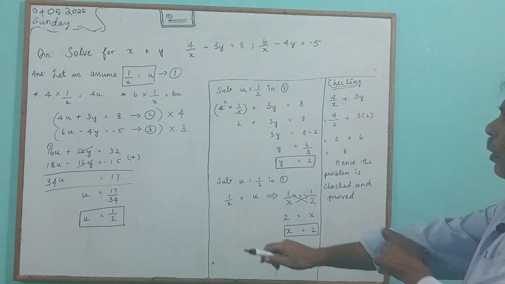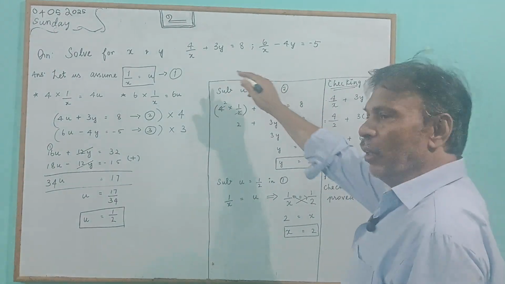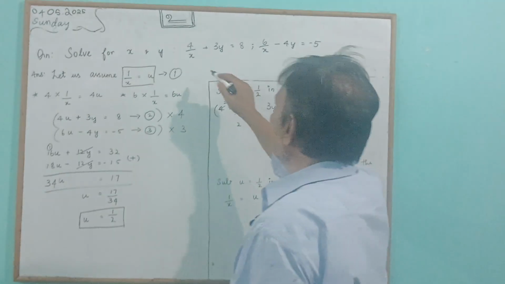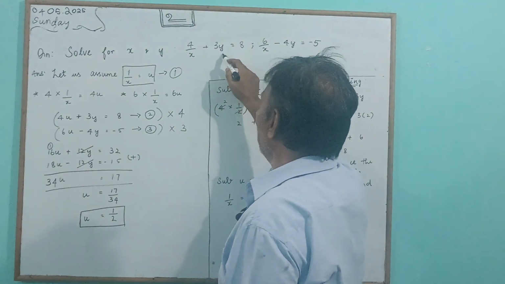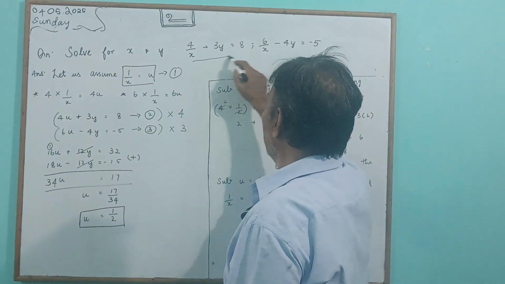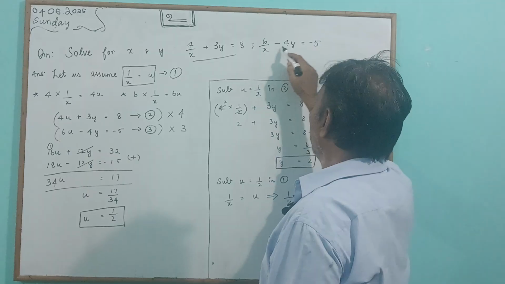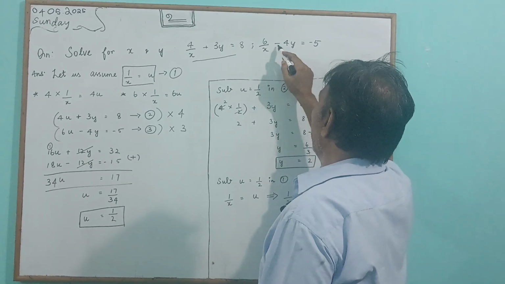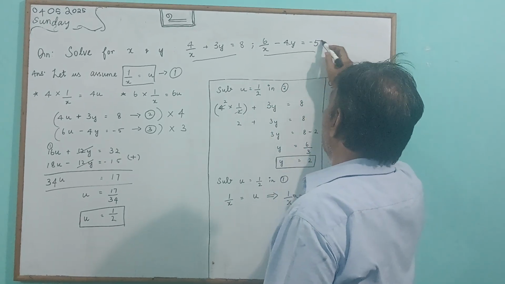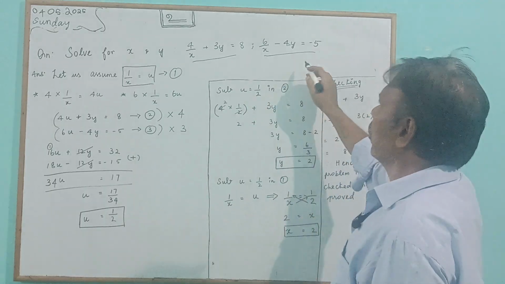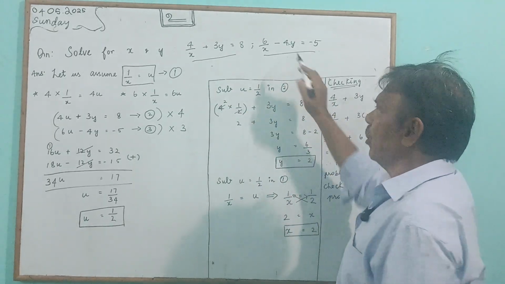Okay. See, this equation is also a linear equation. This is 4 by x plus 3y equal to 8. This is one equation. And 6 by x minus 4y equal to minus 5. Okay. These are the two equations you have to solve.